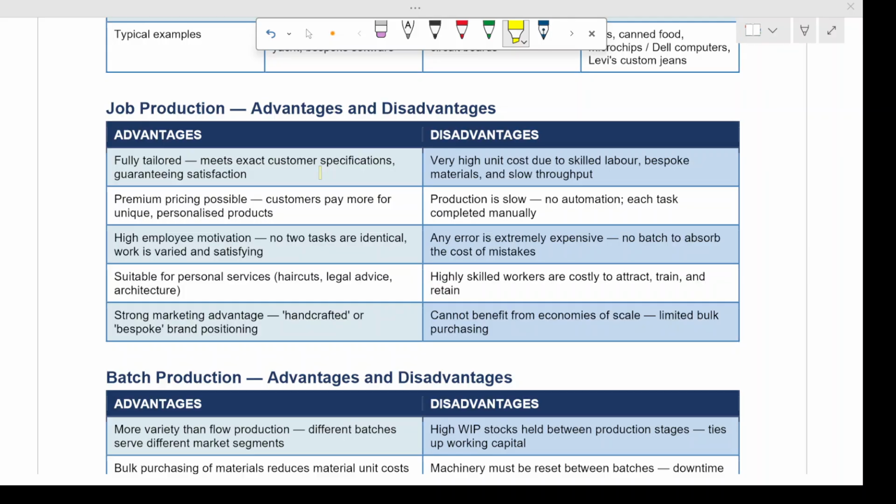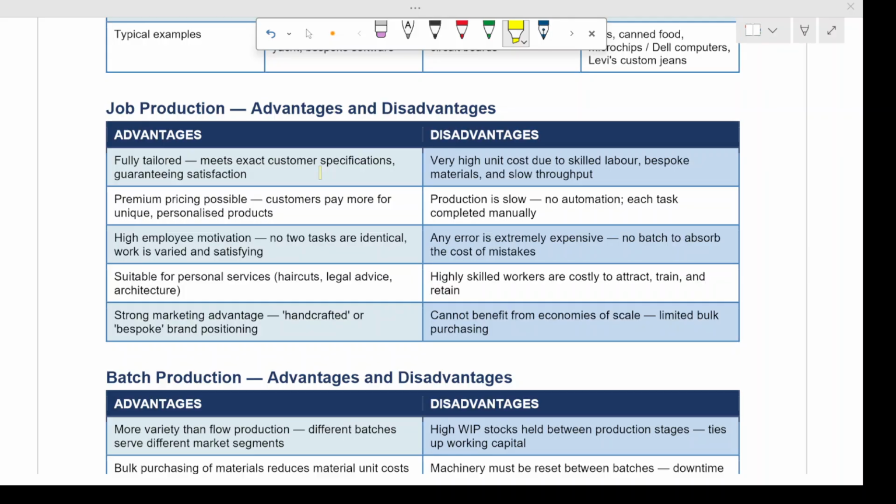The next one is that we can employ premium pricing for this, because when we customize everything and make something as per the specifications of the customer, in that scenario we can charge them a premium for not just standardizing everything but following their specifications. So in that case, premium pricing is also possible.